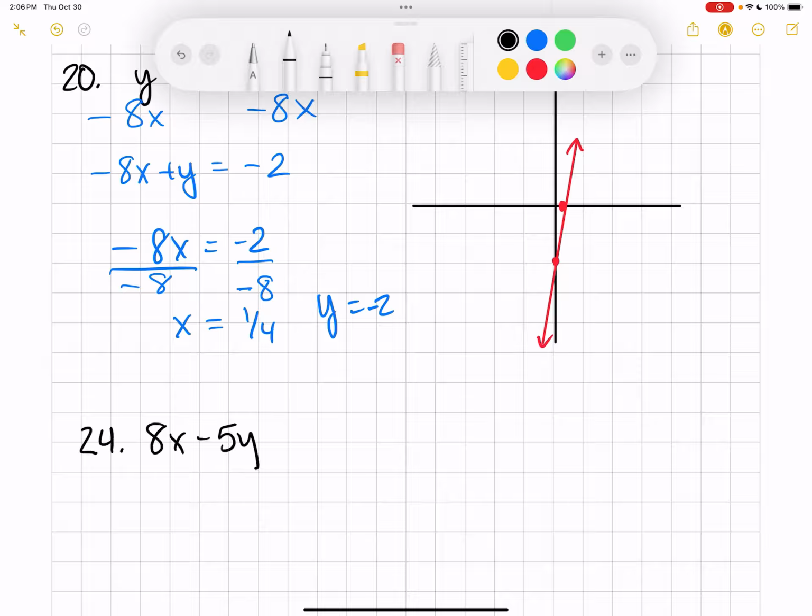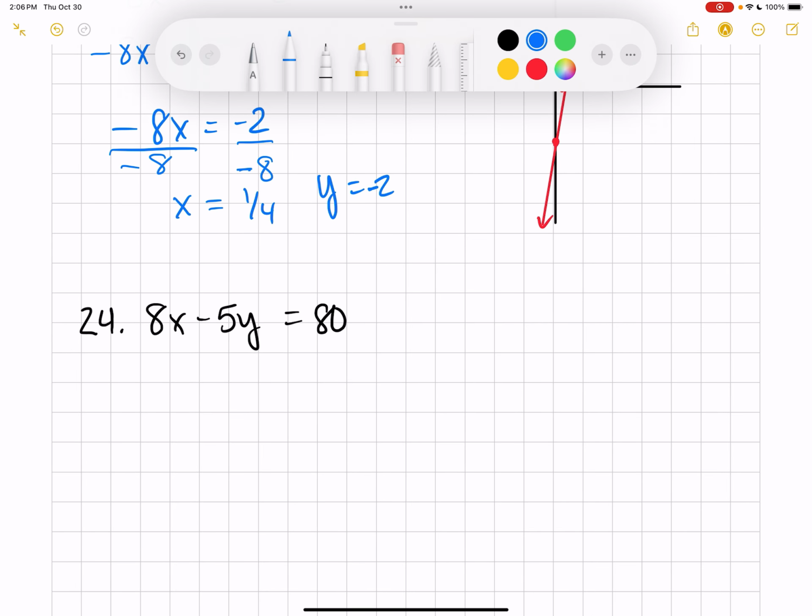See, number 24. 8x minus 5y equals 80. All right, this one's already on that side, so I'm going to cover up y to find my x-intercept. I have 8x equals 80, so what is x? x is equal to 10. Over here, cover up x. I have negative 5y equals 80. Negative 16. So y equals negative 16.